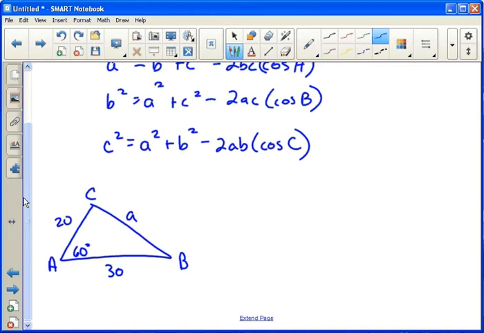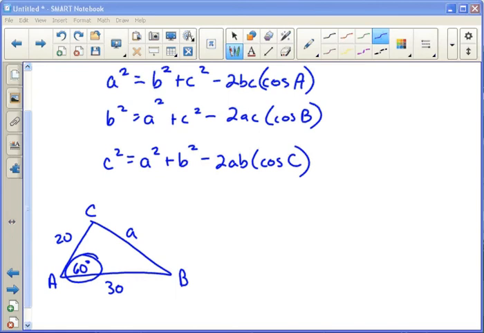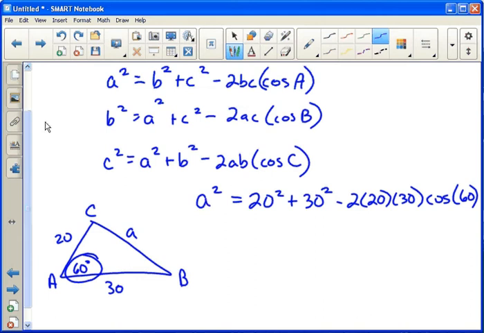Now, like I said, you just need to look at what angle you're given to pick which one. So since we have angle A right here, we're going to use the very first equation. So side A I don't know. It says A squared equals B squared, and side B is 20, plus C squared, which is 30 squared, minus 2 times 20 times 30 times the cosine of A, which is 60 degrees. So you can plug the entire right side in your calculator, and if you do, you'll get 700.